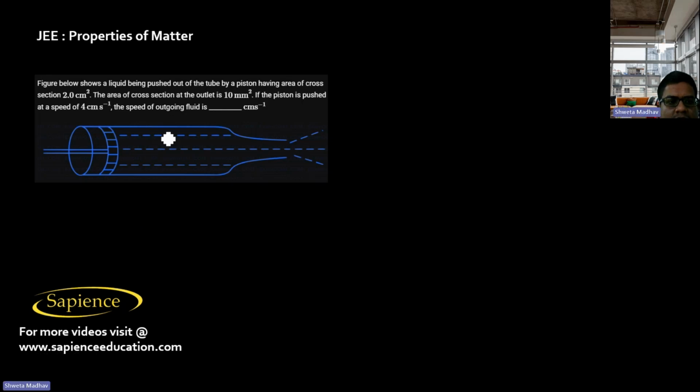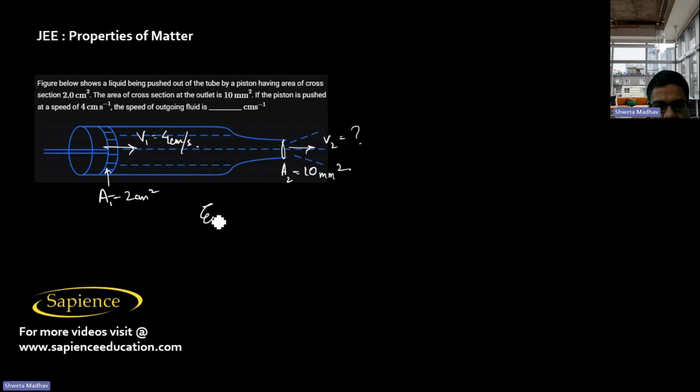Then here it is told the figure below shows a liquid being pushed out of the tube by a piston having area of cross section, area is 2 centimeters square. The area of the cross section at the outlet is 10 millimeters square. If the piston is pushed at a speed of V1, let's say 4 centimeter per second, then the speed of the outgoing fluid V2 will be how much in centimeter per second? That you have to find out.